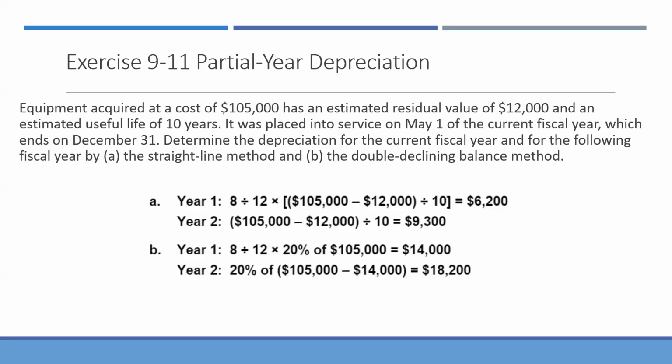And under the double declining balance method, it's a little bit more complicated, right? We take 20% of the total historical cost of 105,000, and then we take 8 out of 12 months of that amount. And so that's 14,000 in the first year, despite it would have been 21,000 for the whole year, I think. So then in the second year, we start 20% times the net book value, so 105 minus 14,000.